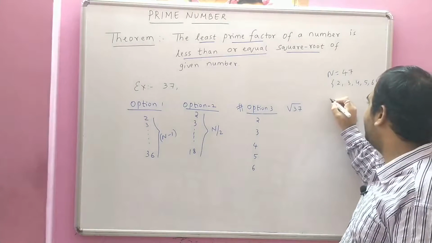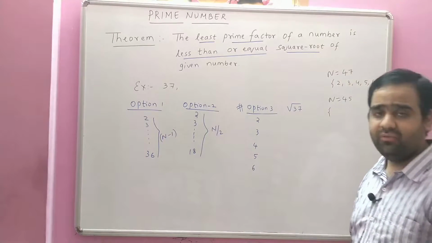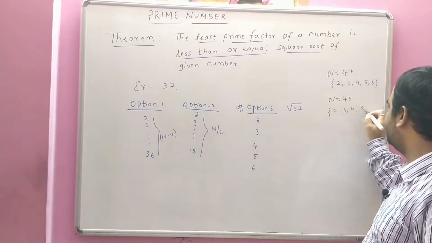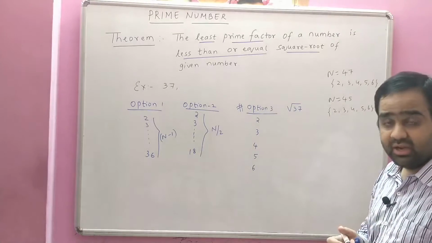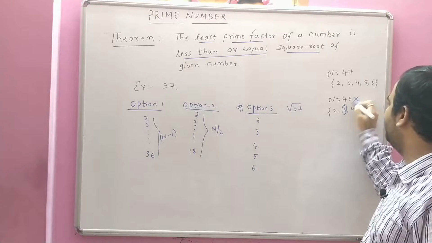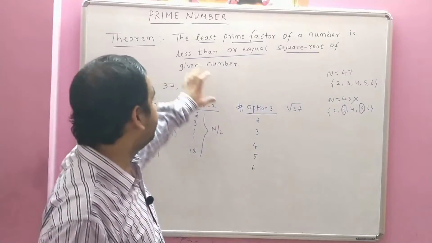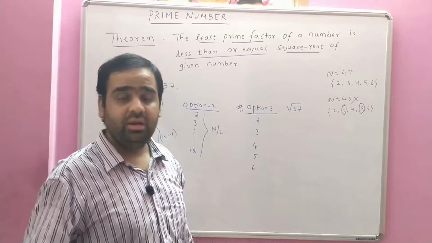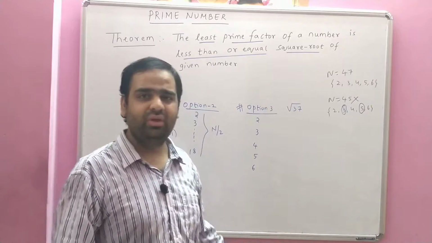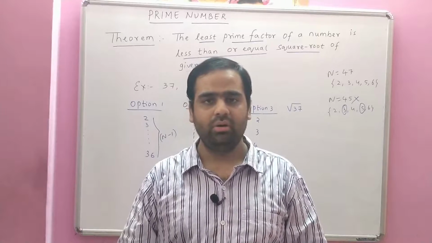Now, if I take for example n is equal to 45, which is not a prime number. Again, square root of 45 is 6 point something, 2, 3, 4, 5, 6. Does any number from this set divide 45? Yes, there are two numbers. One is 3, one is 5. Therefore, 45 is not a prime number. That is what we do. The least prime factor of a number is less than or equal to the square root of the given number. Let us see how do we write a program to find if the number is prime or not prime.